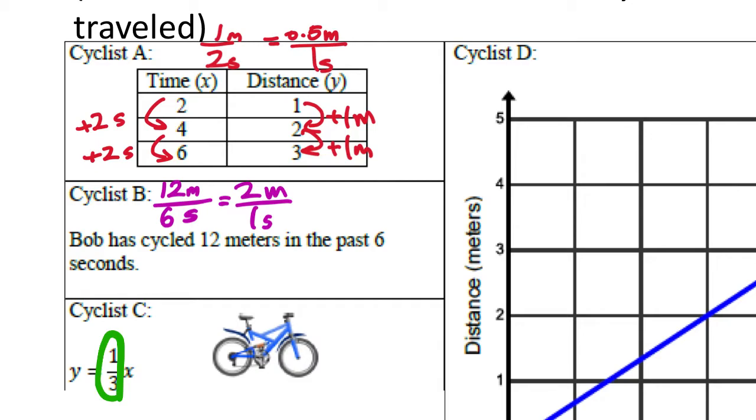Cyclist C right here, it gave us the rate of change as the slope in this equation. It's a 1-to-3 ratio, so that's 1 meter per 3 seconds. Again, I would want to see this in a per second ratio, so I do 1 divided by 3, which is, I'm just going to put this to the tenth, 0.3 meters per second. So from these three that we have, cyclist C is actually going the slowest so far.